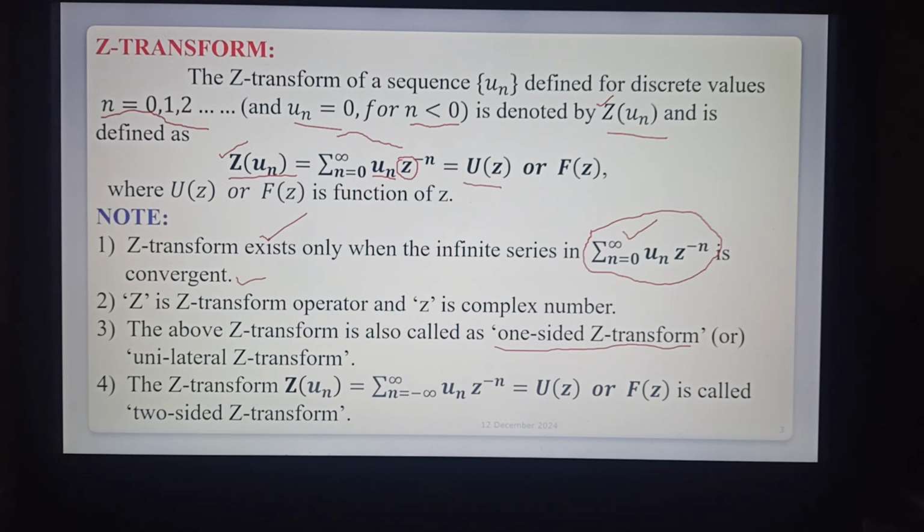The other Z transform is Z of u_n equal to summation n equal to minus infinity to infinity. We assumed the Z transform starting from 0 to infinity, which is one-sided. Here n goes from minus infinity to plus infinity, u_n into z power minus n equal to U of z or F of z, and it is called the two-sided Z transform. Two-sided means n takes negative and positive values. But our syllabus is only one-sided. So this is the required definition of Z transform of a given sequence.